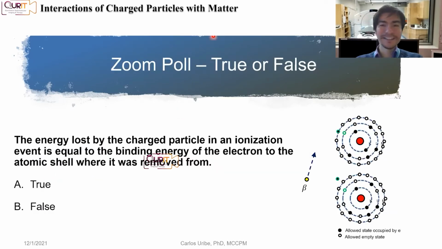So let's think a little bit about this. Is this true or false? The energy lost by a charged particle in an ionization event is going to be equal to the binding energy of the electron to the atomic shell where it was removed from. True or false?